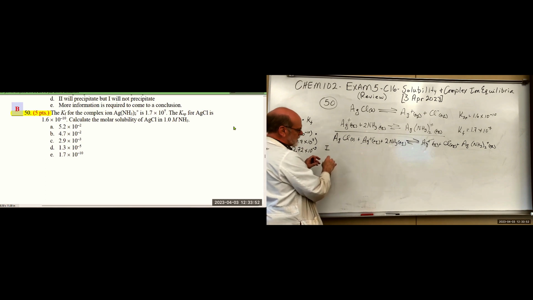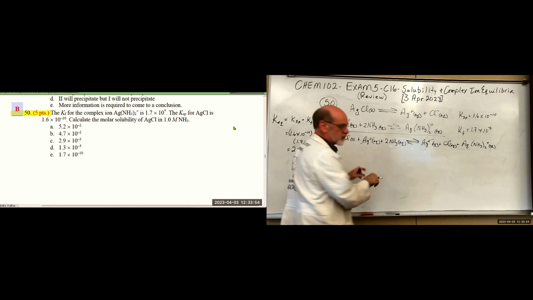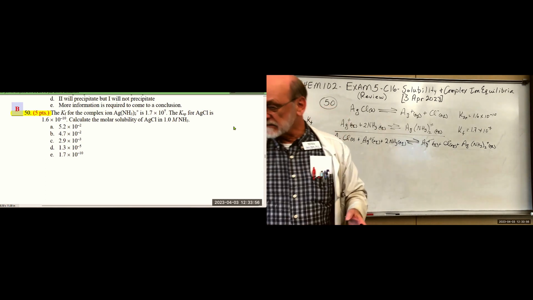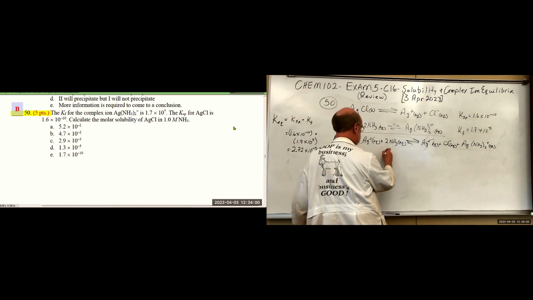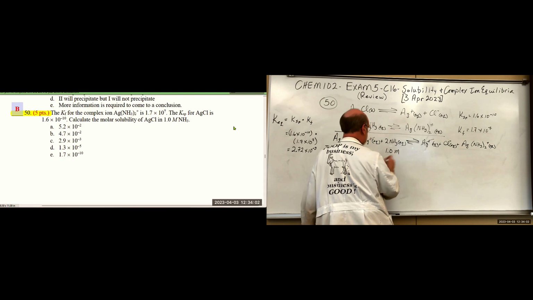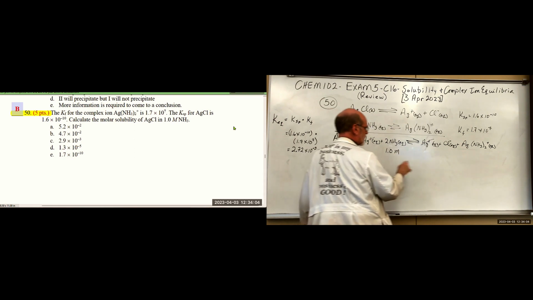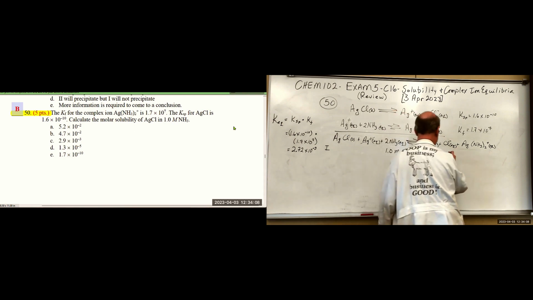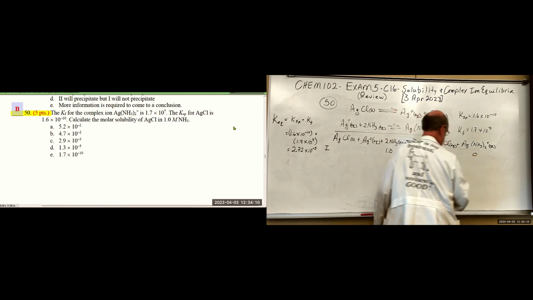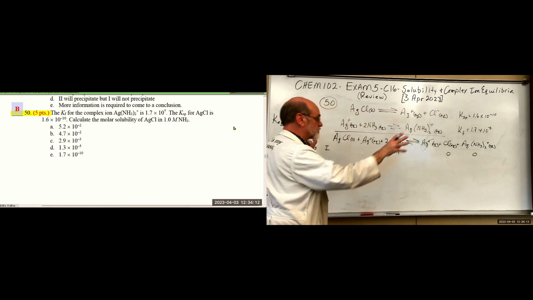and we say the initial concentration of ammonia was what? 1 molar, wasn't it? Yeah, 1 molar. Initial concentration here is 1 molar. The initial concentration of chloride in this one is 0, right? Because nothing's in solution yet.